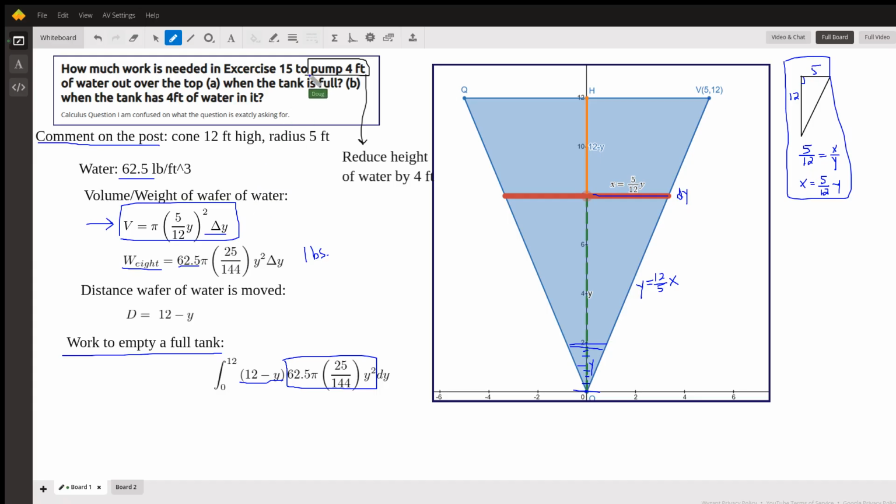Now I'm assuming that to pump 4 feet of water out over the top means reduce the height of water by 4 feet. So in part A, when the tank is full, if we move 4 feet of water, that's this section of water right here, this body of water above that red wafer, which is at a height of 8. And so the definite integral, instead of going from 0 to 12, the wafers only occur from 8 to 12, 4 feet.